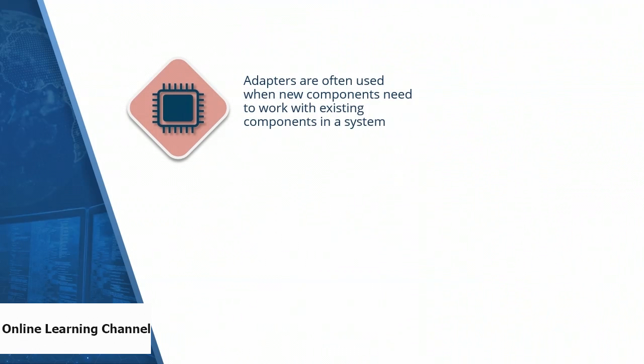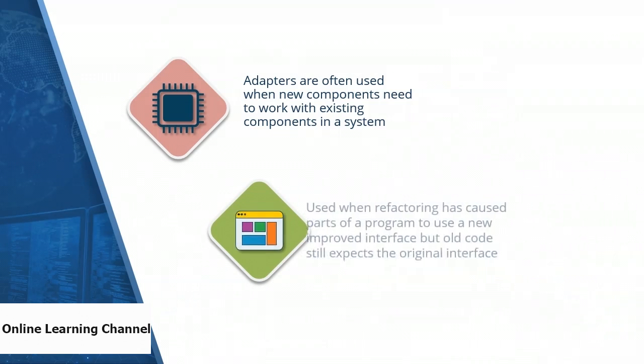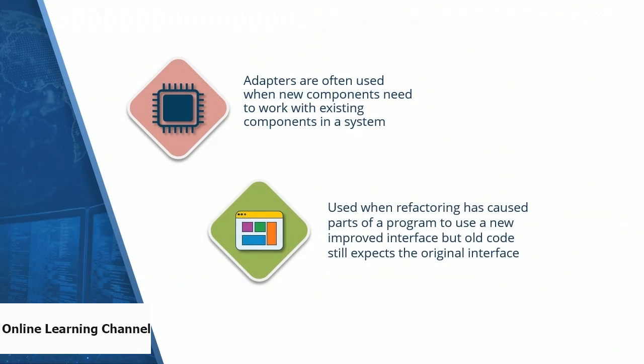Here is another use case where you might choose to apply the adapter pattern. Let's say you have refactored your code, so now parts of a program use a new improved interface, but old code which makes up other parts of your system still expects the old interface. Now it may not be possible for you to change that as well. Maybe the code is outside your organization, outside your team. Maybe it has to remain a particular way for some other reason. The old code still expects the original interface, so you may use the adapter pattern to expose your new refactored code to the old parts of the system using the original interface.